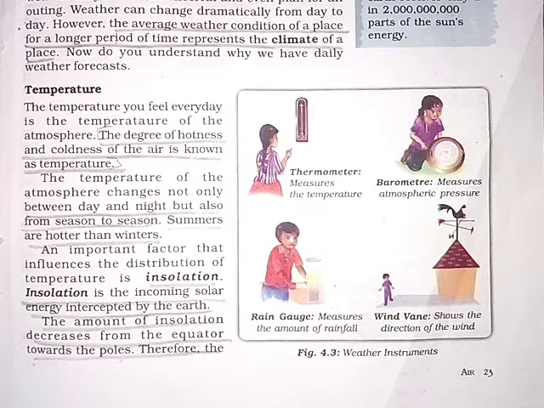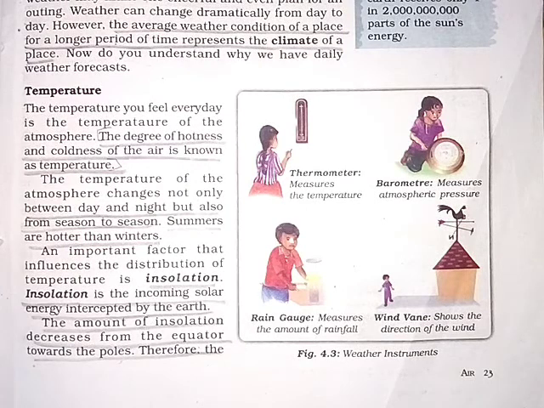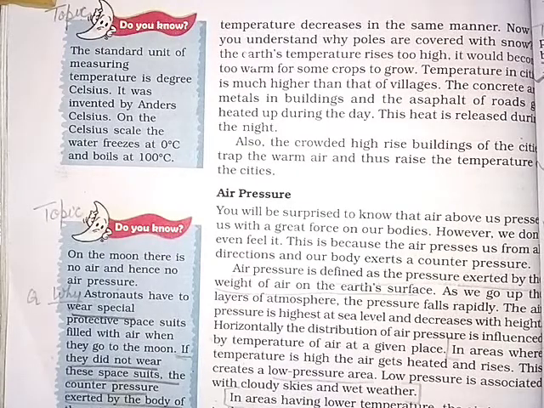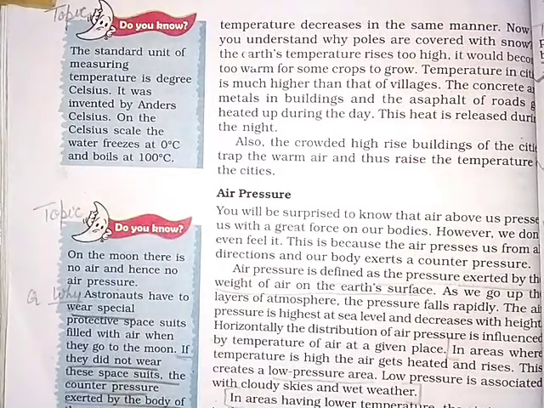An important factor that influences the distribution of temperature is insolation. Insolation is the incoming solar energy intercepted by the earth. The amount of insolation decreases from the equator towards the poles. Therefore, the temperature decreases in the same manner. Now, do you understand why poles are covered with snow?